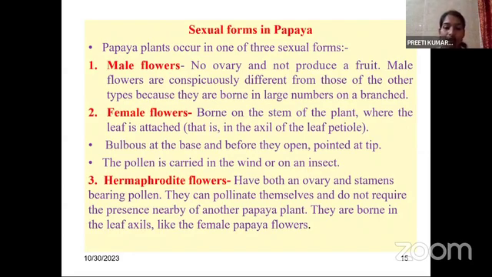Then coming to the hermaphrodite flowers, they have both ovary and stamen. In hermaphrodite, male and female are both included. They can pollinate themselves and do not require the presence of any other papaya plant nearby. As it has both female and male parts, it doesn't require any other papaya plant. They are born in the leaf axil like the female papaya flowers.